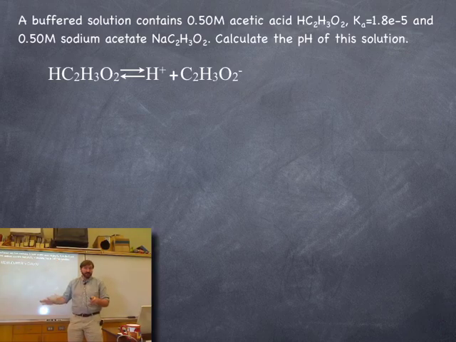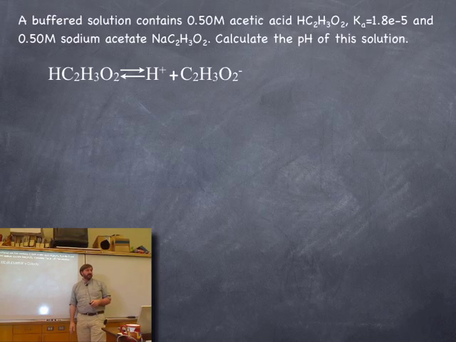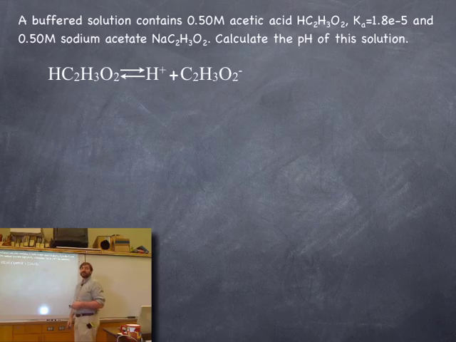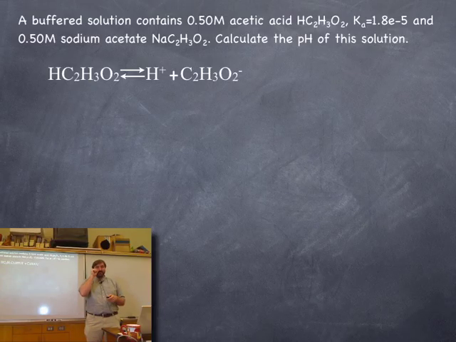A Ka equation will always have H plus. We'll always have some acid to make H plus and some negative ion. That's what it's going to be. The base, Kb, is a base reacting with water to produce hydroxides and some conjugate acid.